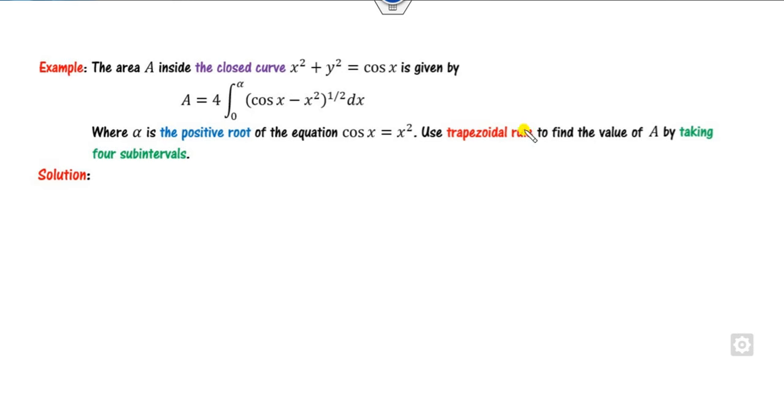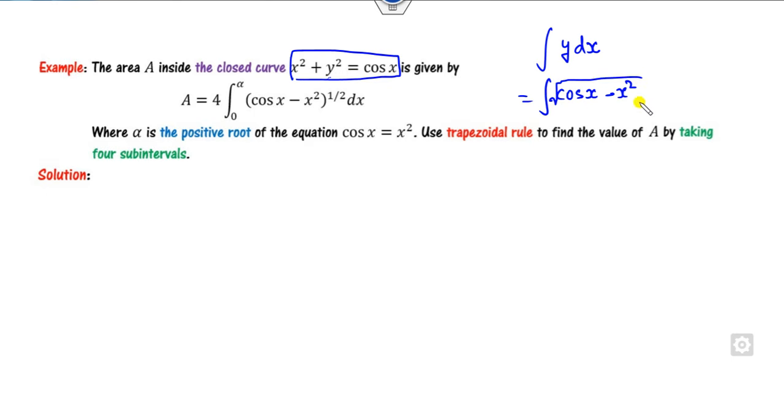Look at this interesting question. The area A inside this curve is given by here. So this is the area under the curve, because we all know area is given here. So can you find the value of y from here? This is the integral of cos x minus x square into dx, and the limits are 0 to something. So that something is called alpha, where alpha is the positive root given here. And then you have to apply the trapezoidal rule, find the value of this area by taking 4 subintervals.